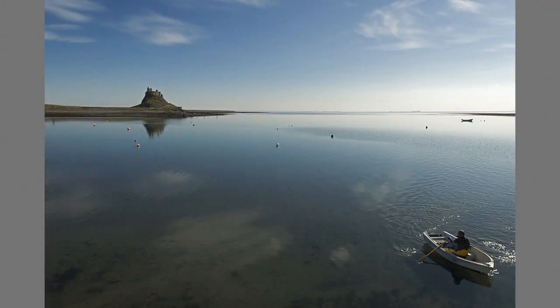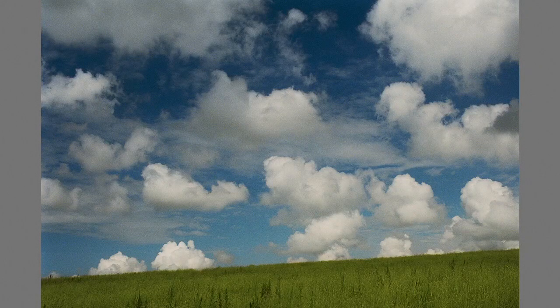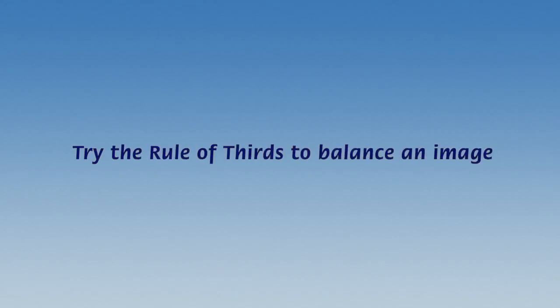This, like everything else, should only be used as a guide. Don't be a slave to it, but see what looks good. The image here does not follow any rule of thirds. Neither the castle, the horizon, nor the boat is on the right lines or corners, but the image seems to work. Sometimes the sky or the ground can be much more important in the image, so it can be better to use proportions of 90% to 10%. Try the rule of thirds to balance an image.